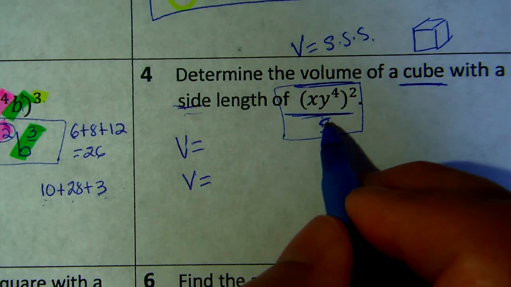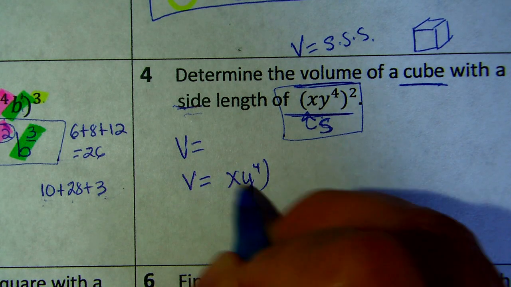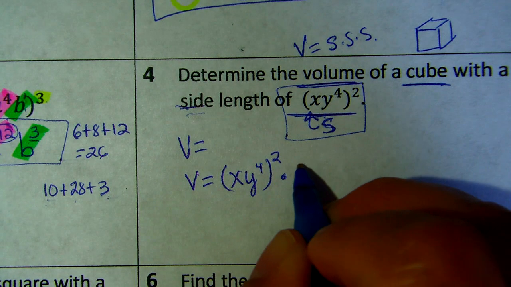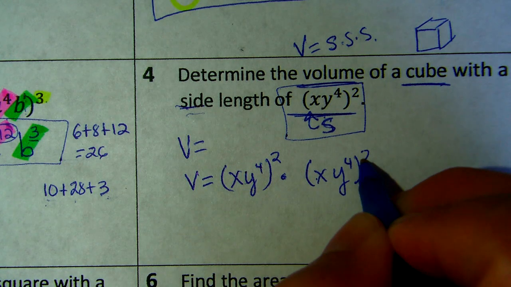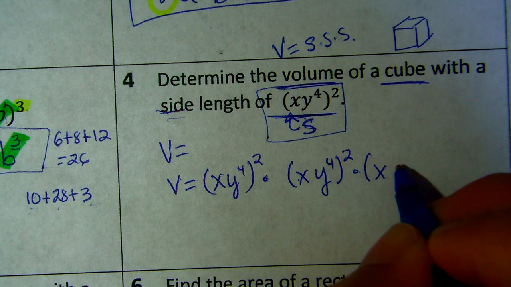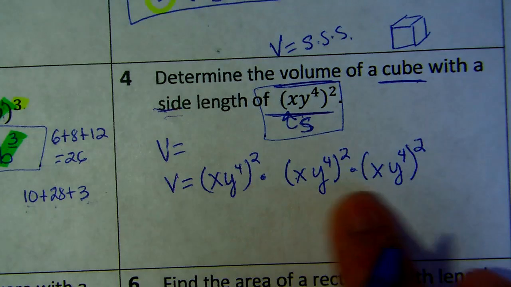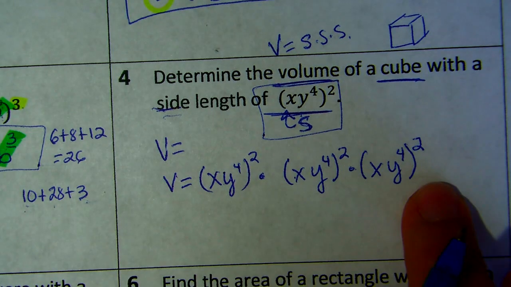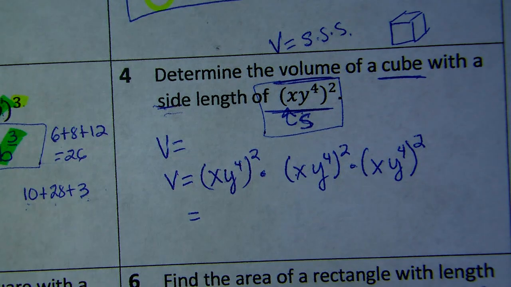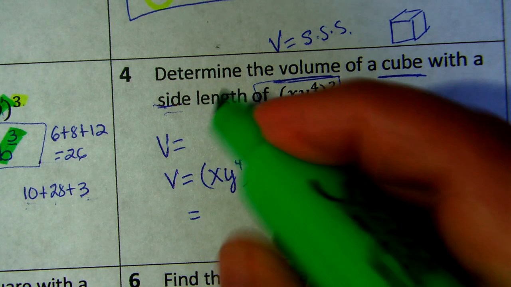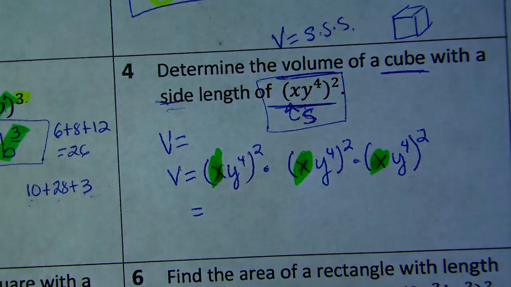So it means that we're going to multiply x, y to the 4, everything to the power of 2, times 3 times. Okay, so x, y to the 4th, all of it to the power of 2. And this is the operation that we're going to simplify. So remember, we have what? Power to a power. The x's and the y's.